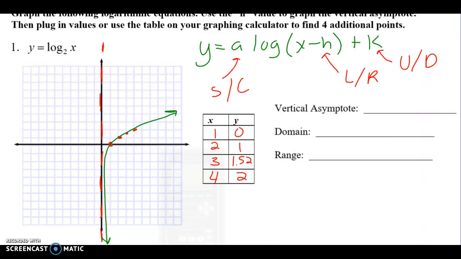Okay, now let's answer a few questions about it. What is the equation of the vertical asymptote? Look at the top of your paper. What does the vertical line start with? X equals, and it's the y-axis, which means we're going through the x value of 0.